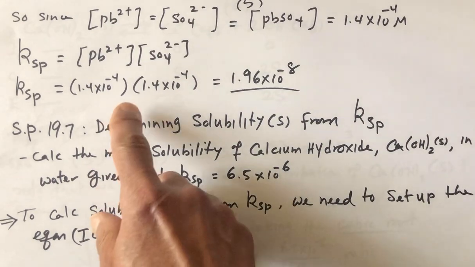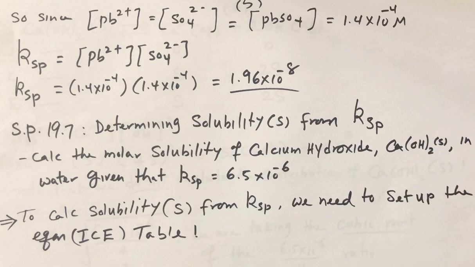And when you multiply those two numbers, you get that. Okay, so the KSP can be easily determined. But first, we must convert the gram per 100 milliliter to moles per liter in order to get the KSP.